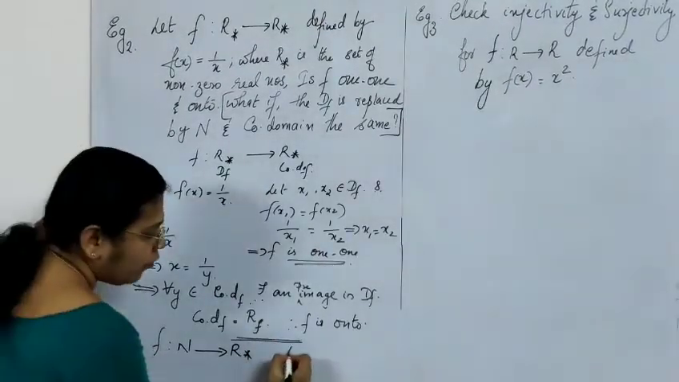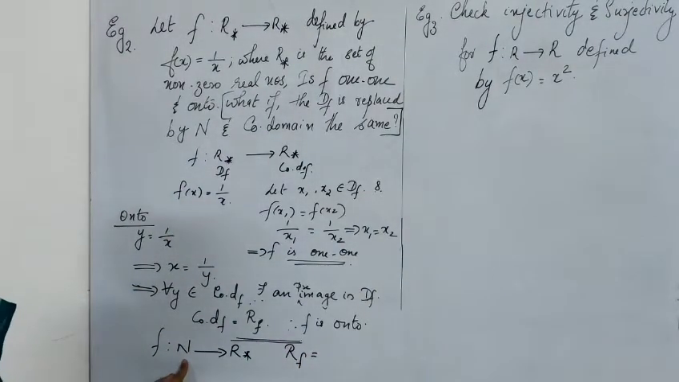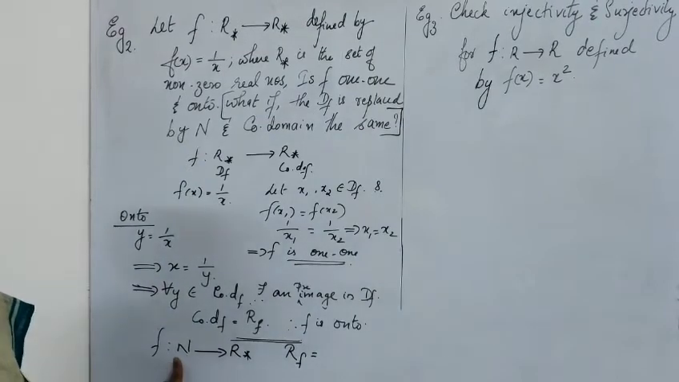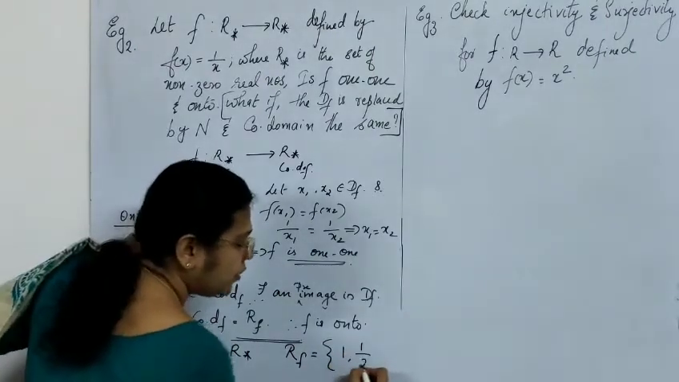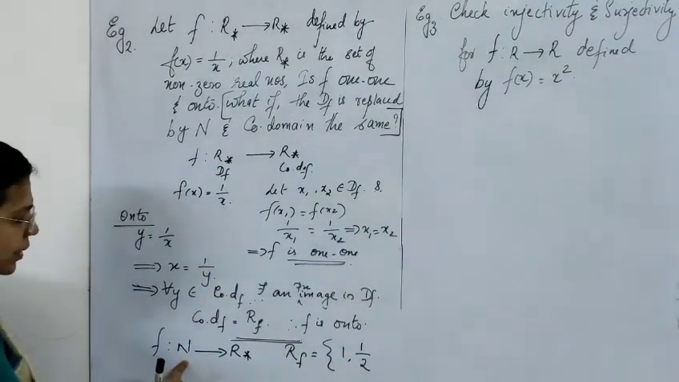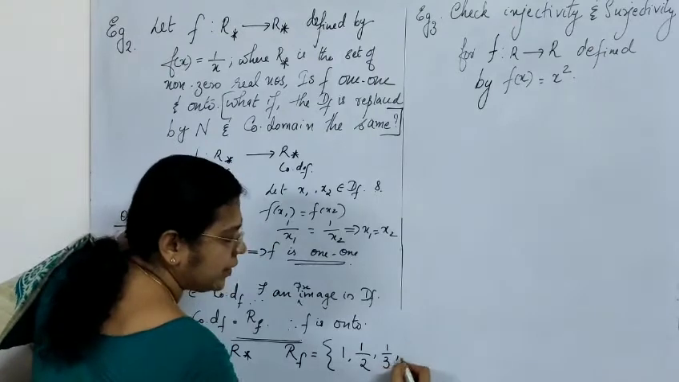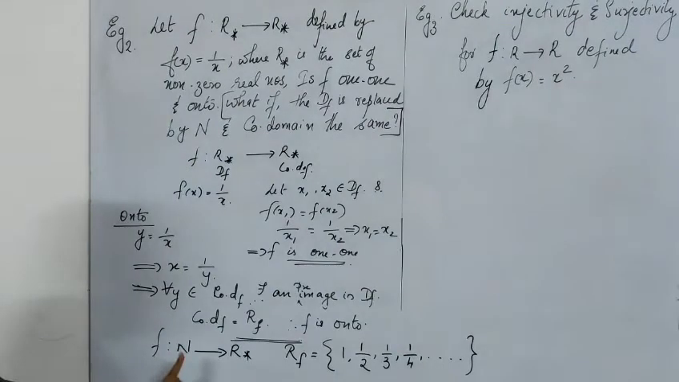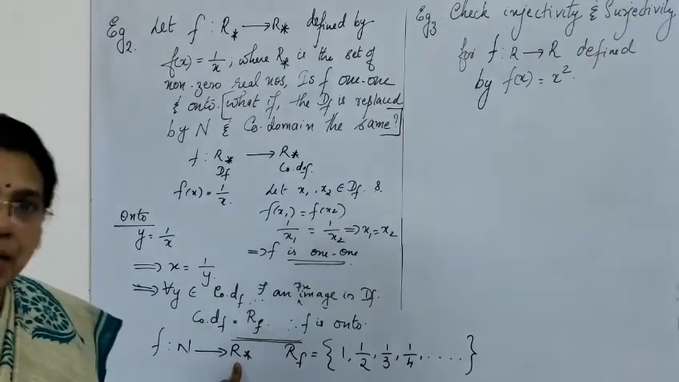Now let's see what happens to the range of the function here. The set of natural numbers starts with 1. So, what will be the image of 1 in R star? That will be 1 by 1, which is equal to 1. So the range starts with 1, then corresponding to 2 in the set of natural numbers, the image of 2 in R star is 1 by 2. Then for 3 it is 1 by 3, for 4 it is 1 by 4 and so on. That is, for any element that you choose from the set of natural numbers, you can find an image in R star.